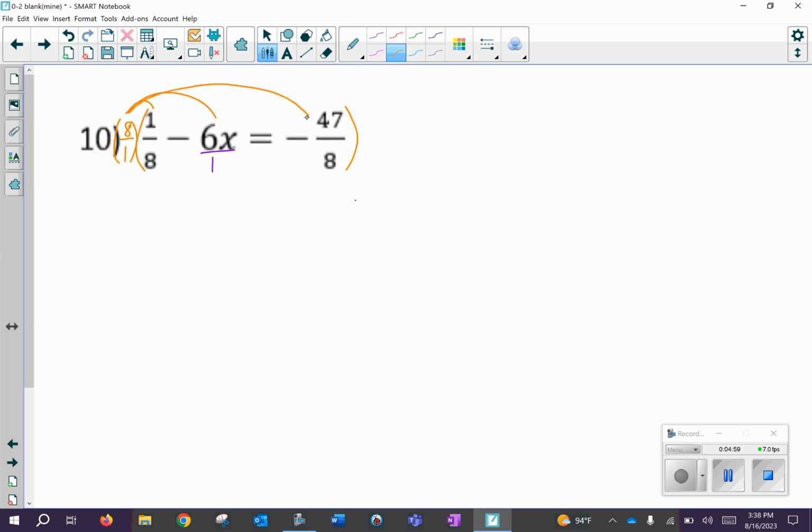All right, so 8 goes into 8 once, and 1 times 1 is 1. Multiply negative 6 times 8, which is going to be negative 48, times the x will be negative 48x. 8 goes into 8 once, and 1 times negative 47 is negative 47. Now, friends, if you have done this correctly, you should have no fractions in your very first step, okay?